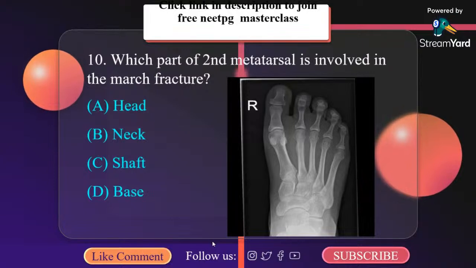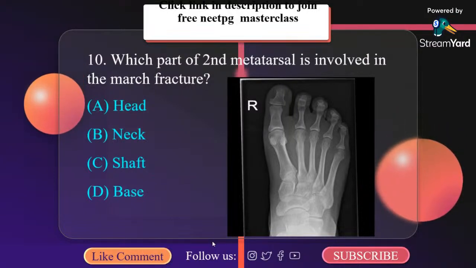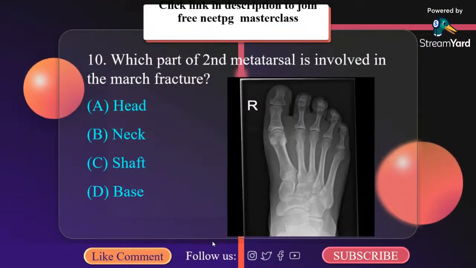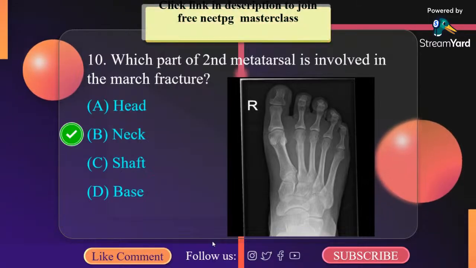Which part of the second metatarsal is involved in the march fracture? A. Head. B. Neck. C. Shaft. D. Base. It is the neck.